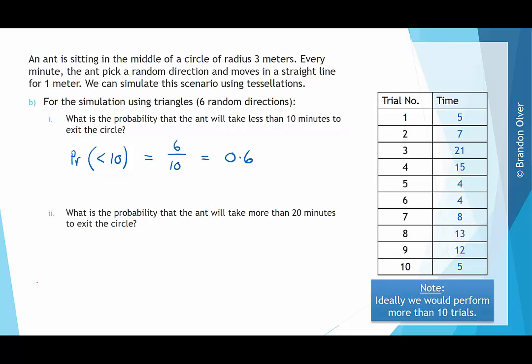For part 2, we're asked what the probability is that the ant will take more than 20 minutes to exit the circle. This time there's only one outcome that's more than 20 minutes. So the probability that it is more than 20 minutes is equal to one outcome over 10, which is 0.1.